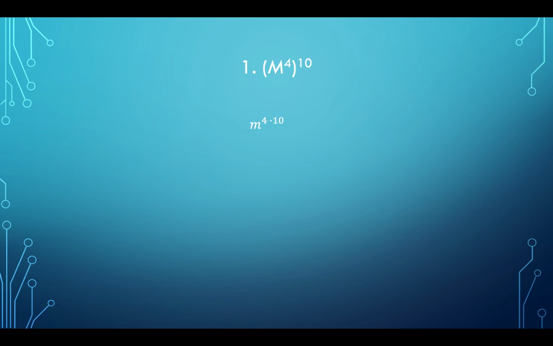So what we have to do when we have an exponent to an exponent is multiply. So we're going to have m to the 4 times 10. 4 times 10 gives us 40, so our answer is m to the 40th.